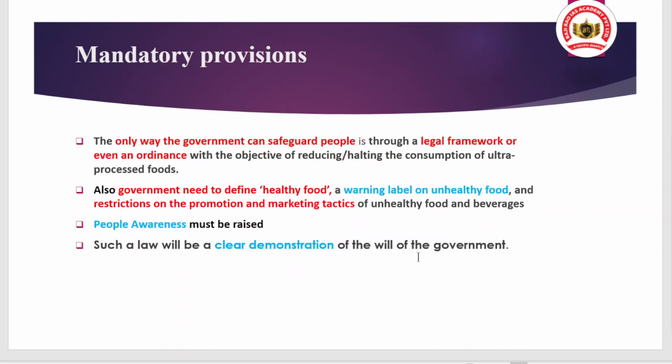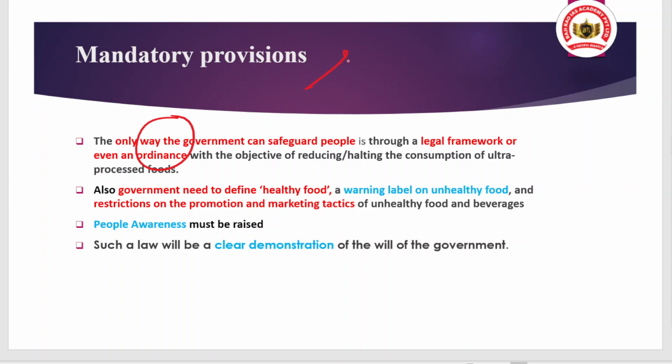Okay, and there is a need to have a mandatory provision so that the government can safeguard the people, and for that a law should be passed, or even an ordinance can be brought, so that the consumption of ultra processed food can be halted or reduced.